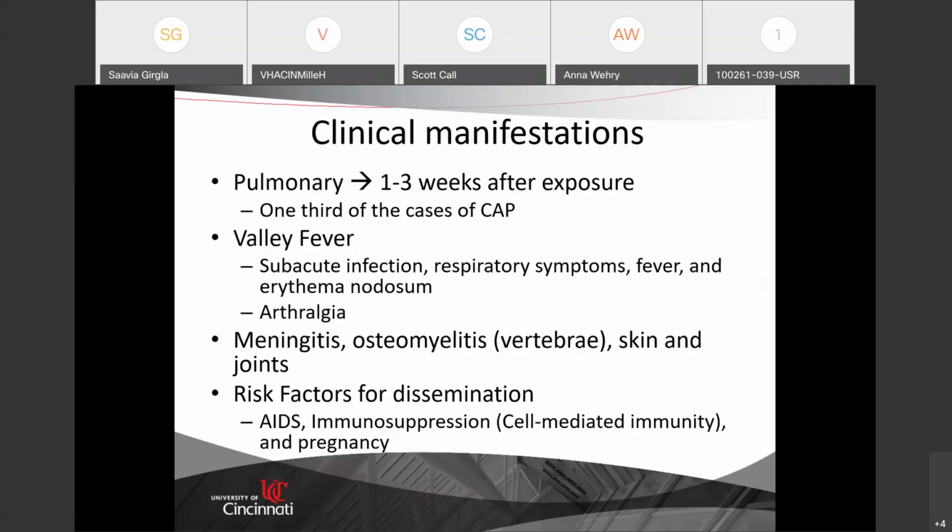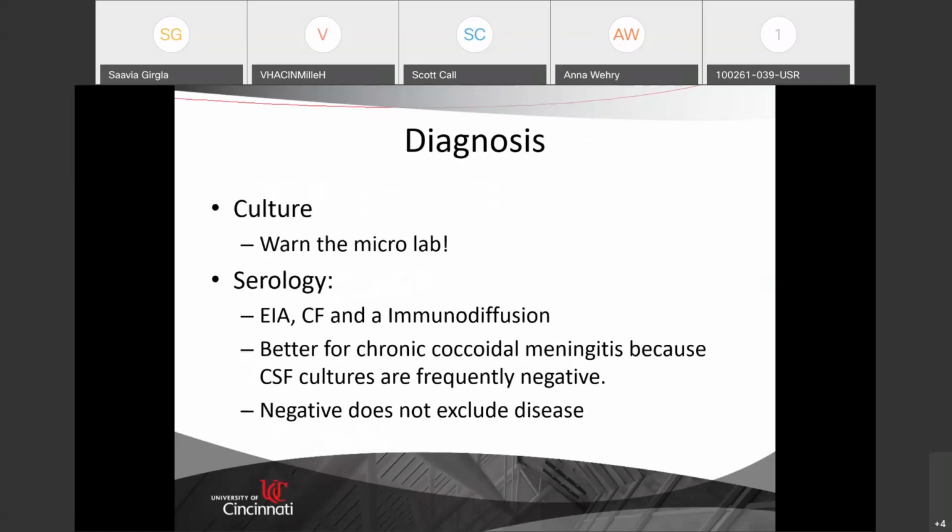Cocci really likes the brain and it really likes bones. And so we see more meningitis associated with cocci than we do with the other endemic fungi, and more osteomyelitis associated with cocci than we do with other endemic fungi, which is really kind of an interesting fact. Risk factors for dissemination are AIDS, immunosuppression, particularly of cell-mediated immunity, and pregnancy.